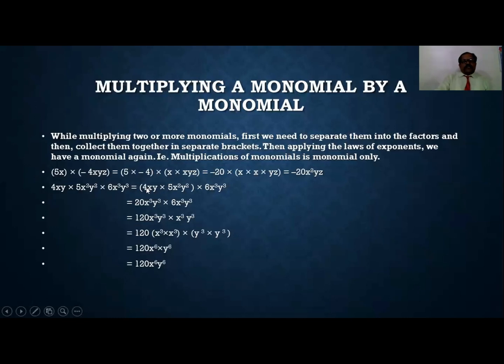So as we have done in the previous example, we apply the same steps here. First we take the coefficient parts together, the product of 4 and 5. How much is 4 into 5? It will be 20. So here we take 20.